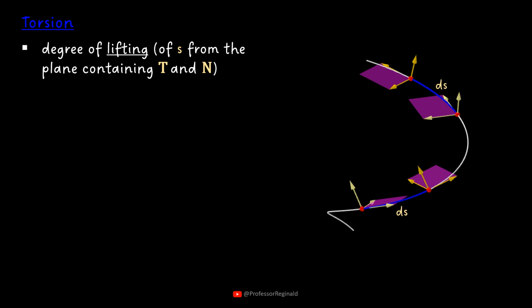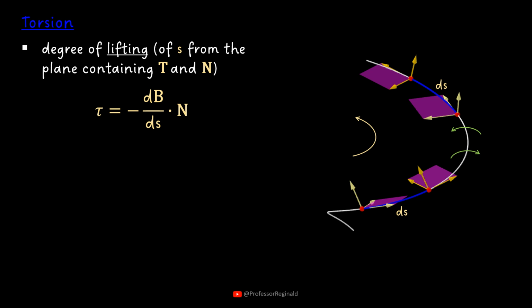Imagine the unit tangent, unit normal, and binormal vectors moving as a unit along the curve. The degree at which the unit twists or rolls to a side as the curve lifts from the plane refers to torsion. Mathematically, torsion is given by the following formula.